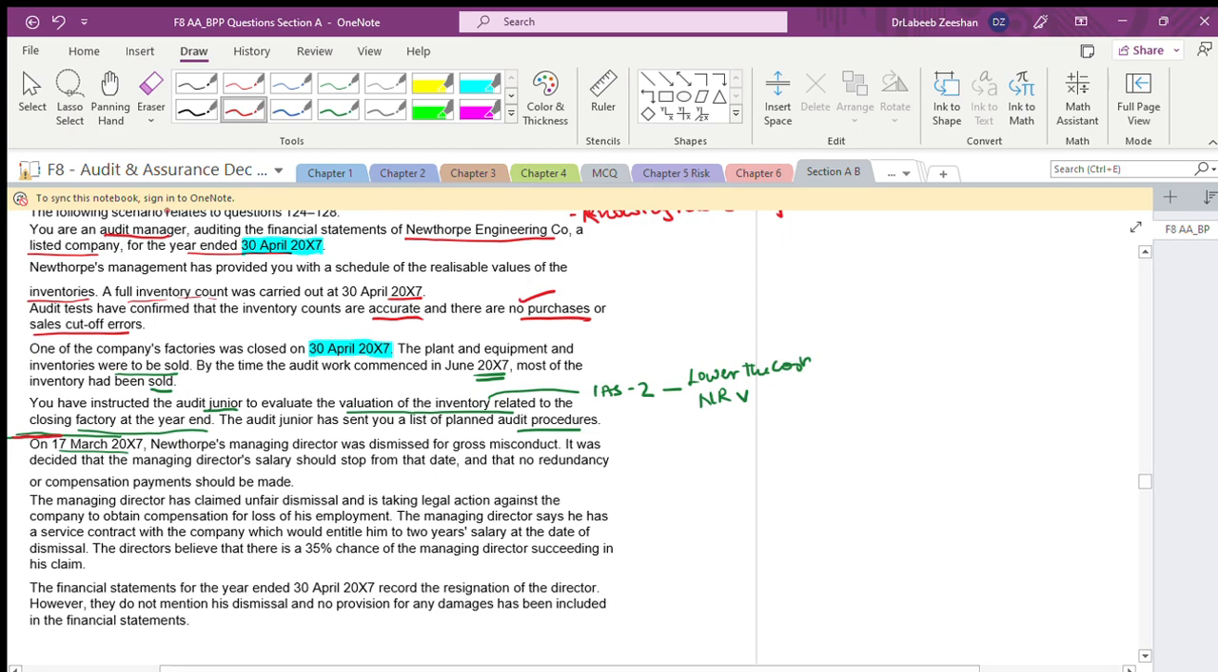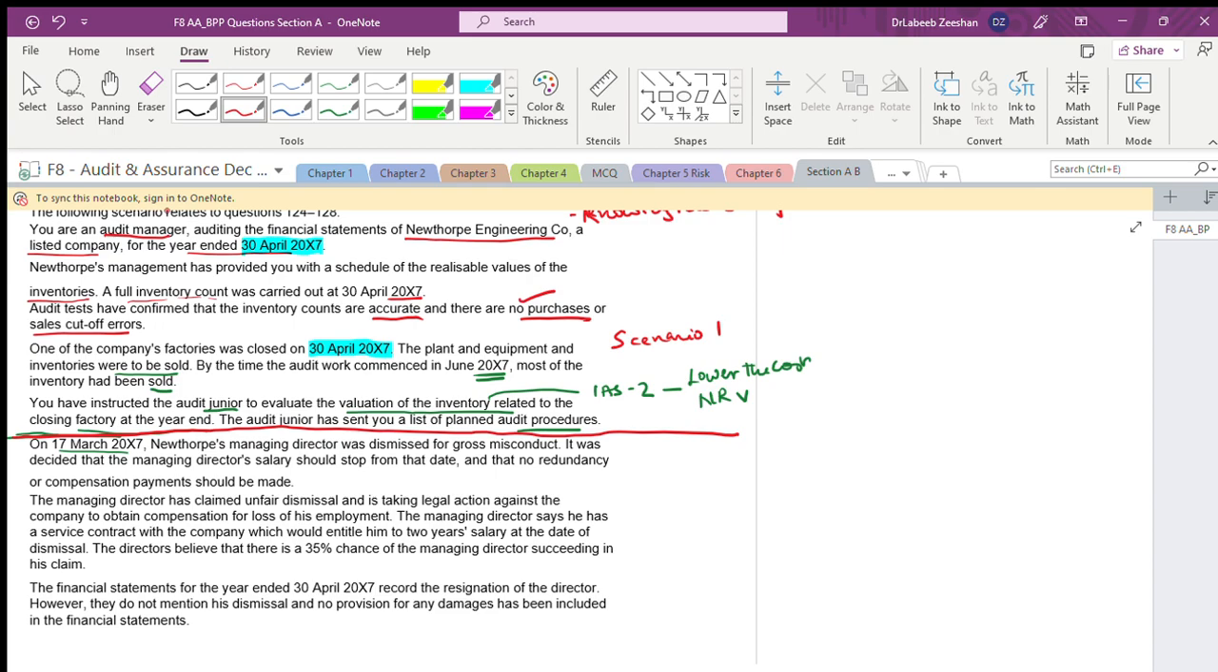This is the first part, with respect to what? With respect to the inventory. Fine. The second part, what does it say? There are two scenarios, is it? Till now, this is the first scenario. You put it as scenario 1.